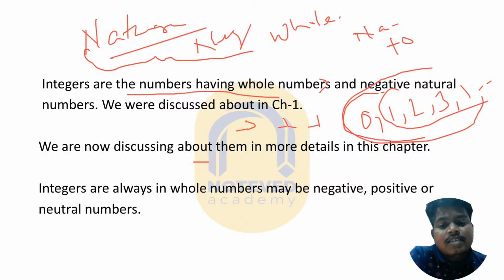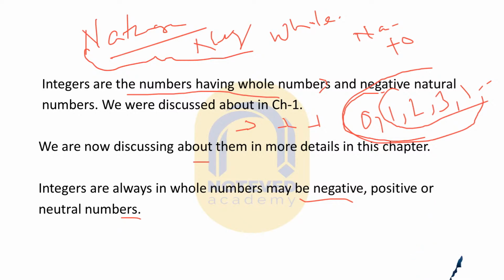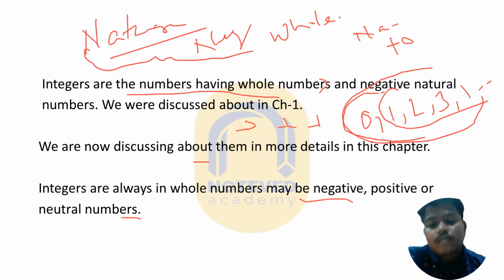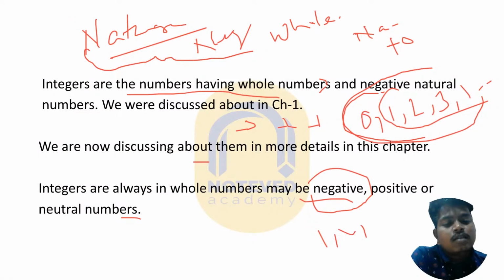Integers are always whole numbers. They may be negative, positive or neutral numbers. We will discuss what a negative number and a positive number are. You already know the positive numbers, that is 1, 2, 3, 4. All of these are positive numbers. And negative numbers are, if you add a minus symbol to these numbers, we get negative numbers. That is -1, -2, -3, and so on.